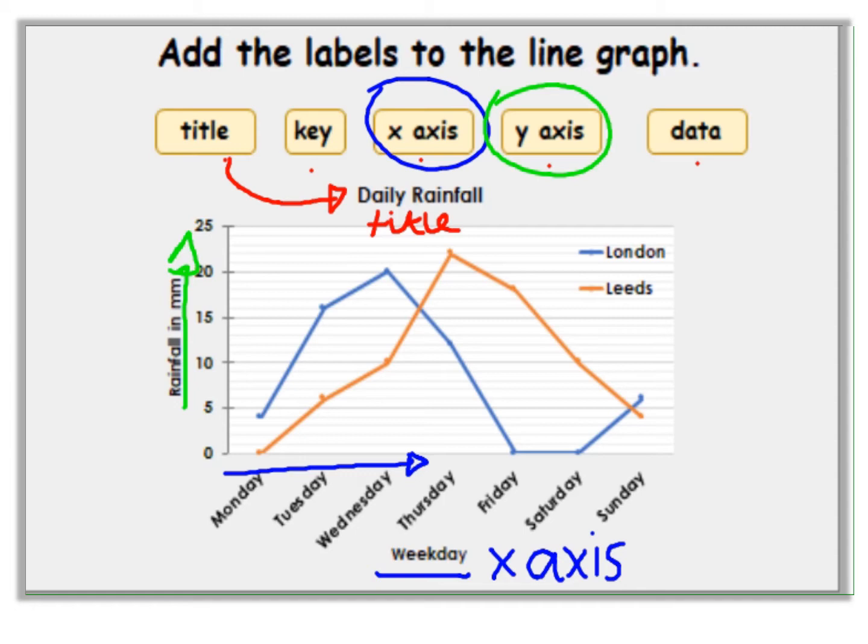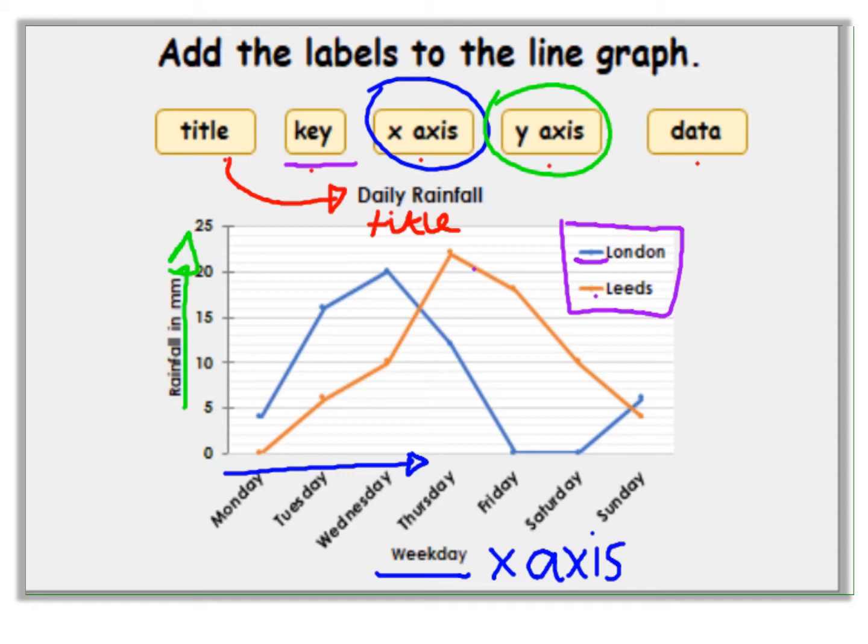The key. You wouldn't always have a key, but in this example, because you've got two sets of data being plotted on the graph, you need to be able to see which one is which. So we can see from here that the blue line shows London, whereas the orange line shows Leeds. So it's telling you what the data shows.